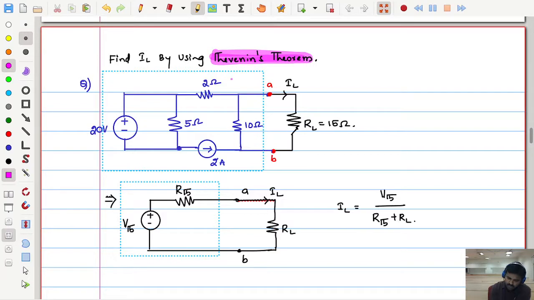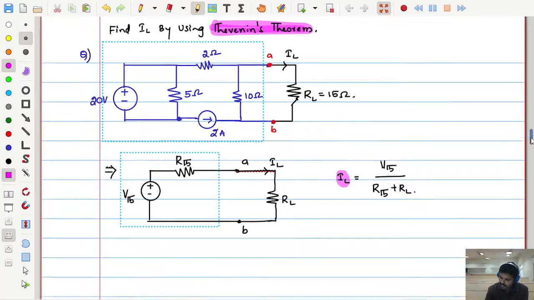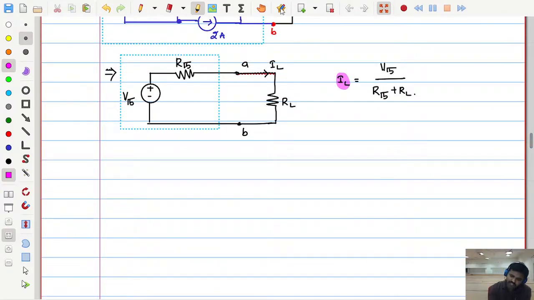Now this entire network inside this box needs to be replaced with one voltage source in series with a resistance. After that this load will be connected as it is. Then once we replace this entire network, we can easily find our required load current as VTH by RTH plus RL. Now let us proceed in finding what is VTH and what is RTH, as case 1.